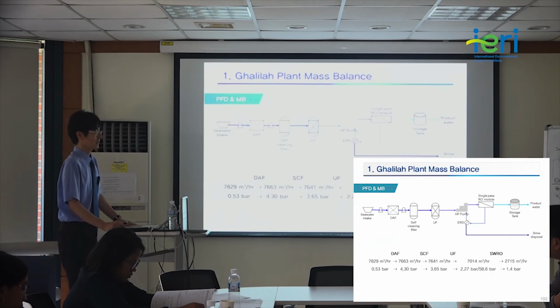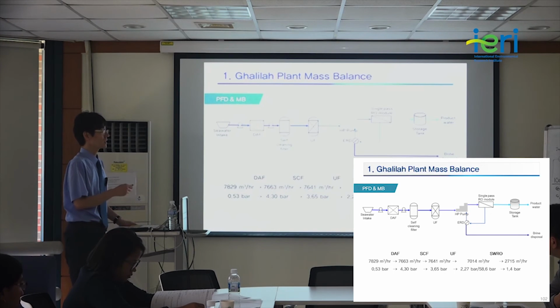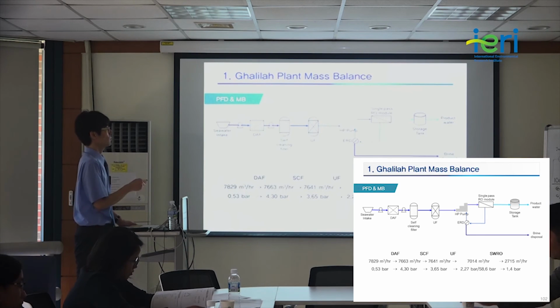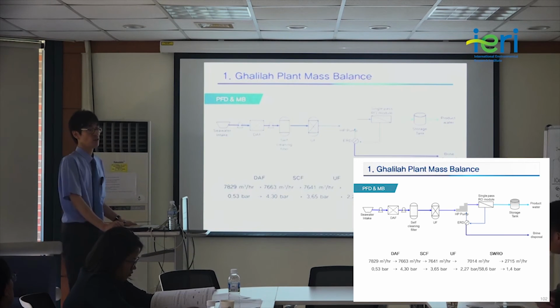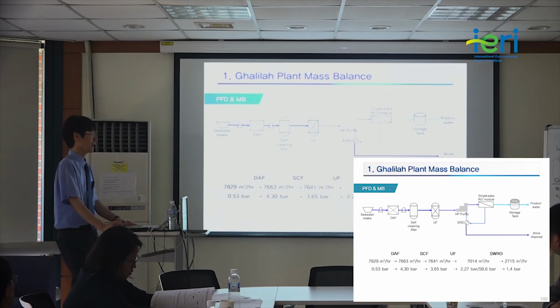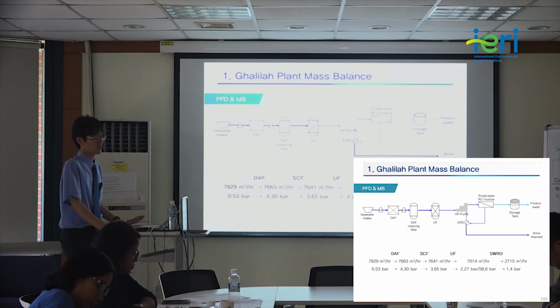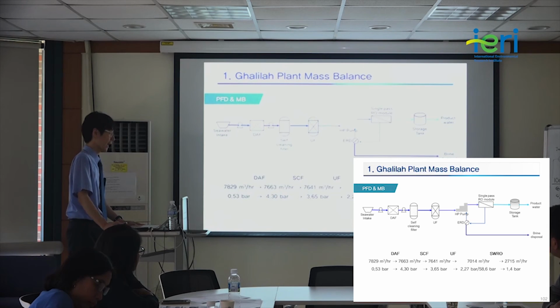Just one thing that's unique in this plant is there is no storage tank between ultrafiltration and reverse osmosis. In many cases, in general, people tend to use a storage tank between pretreatment and reverse osmosis for operation flexibility, but in this case, they eliminated this tank so that they can reduce the energy loss by having this pump, by having this tank. But anyway, that's the mass balance.